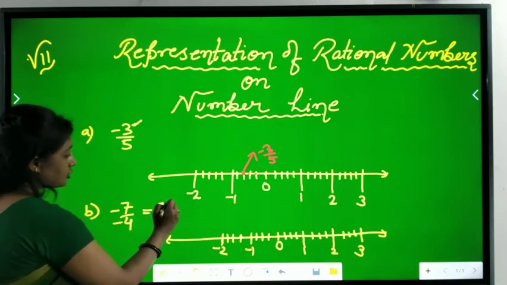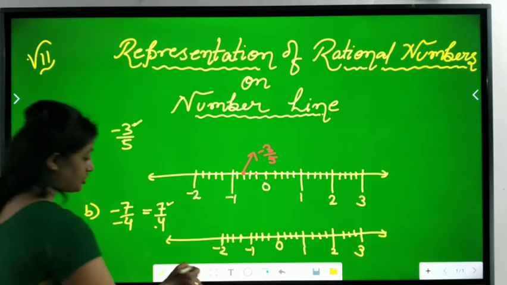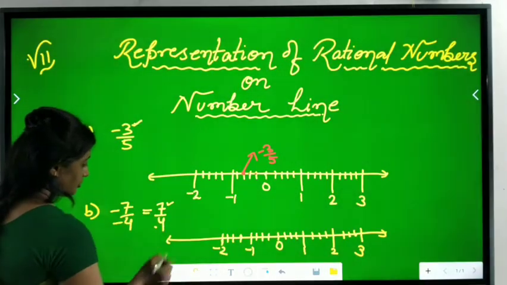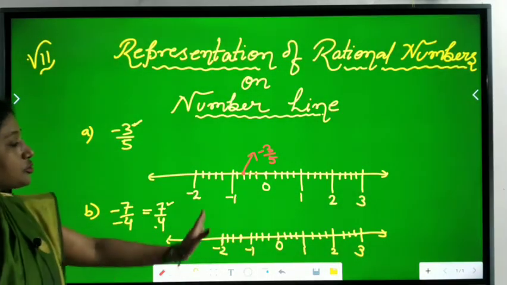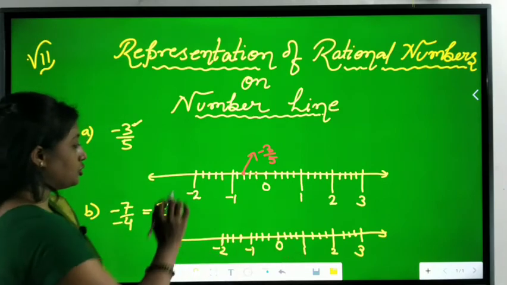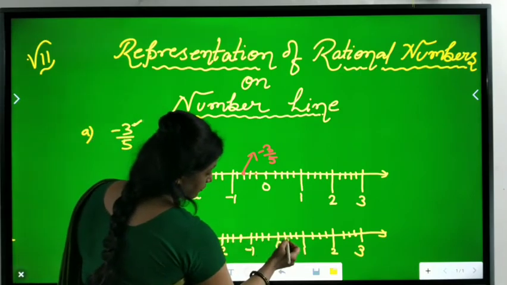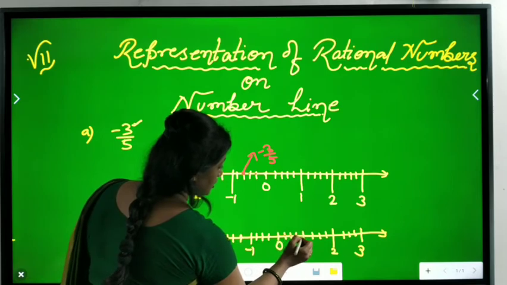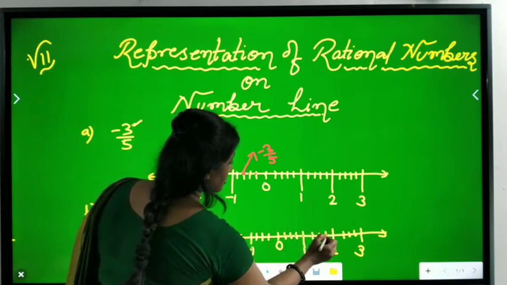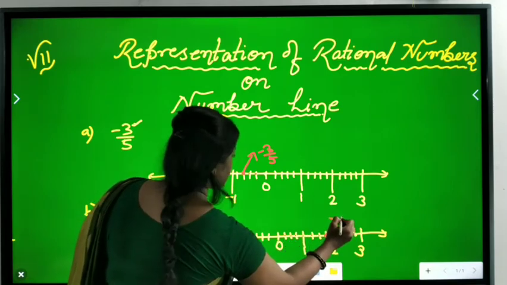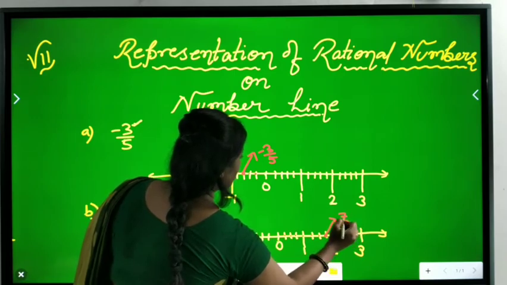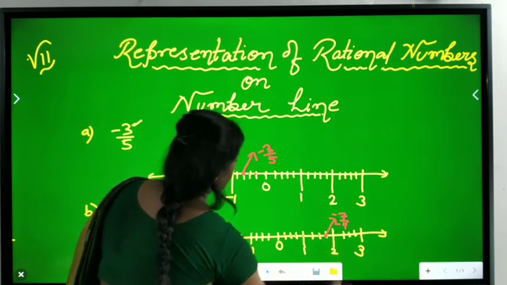Now we will examine the numerator. Look at here, the numerator is 7, which is positive. So we will look to the right side of 0. Start counting after 0: 1, 2, 3, 4, 5, 6, 7. So this represents 7 by 4, or you can say minus 7 by minus 4.